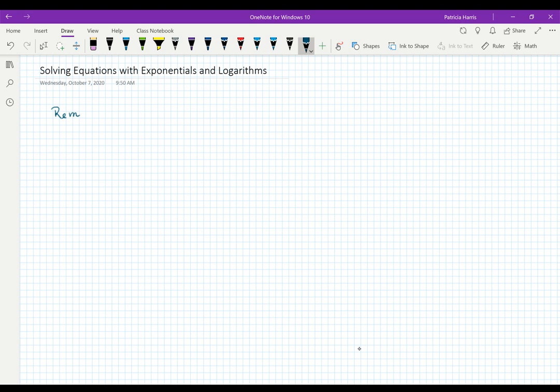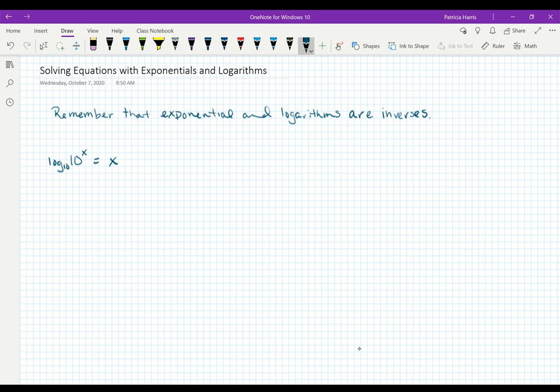Remember that exponentials and logarithms are inverses. Okay, so if I have 10 raised to the x and I take the log base 10 of it, like that, it's going to equal the x. And that's what I want to happen in an equation.